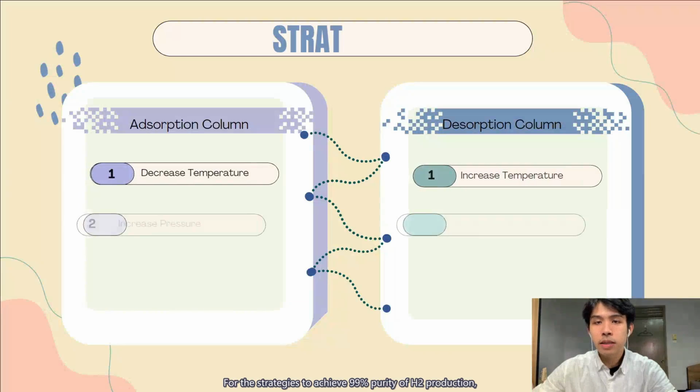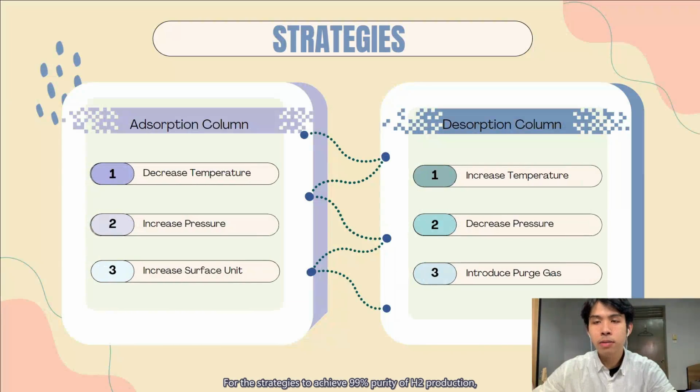For the strategies to achieve 99% purity of hydrogen production, firstly, for the adsorption column, the temperature of the adsorption unit must be lowered. This is because at lower temperature, the molecular kinetics of gas become less dynamic and thus allow the gas to be readily adsorbed by the adsorbent. Next, the pressure of the adsorption unit must also be increased. This is because when the pressure is increased, the adsorbate will stick to the adsorbent's surface more strongly and gases will also be forced to be trapped in the pores of the adsorbents.